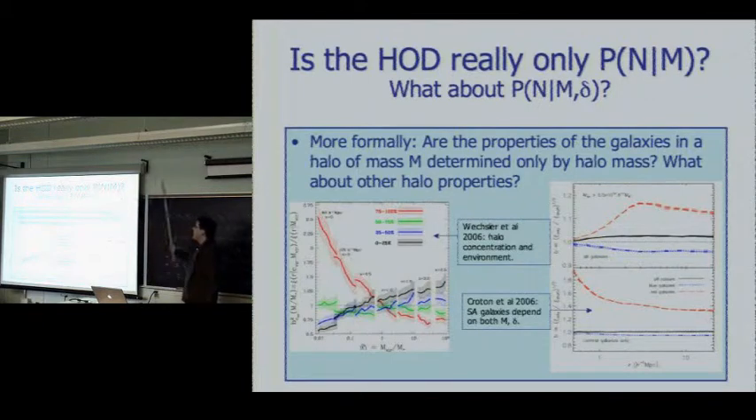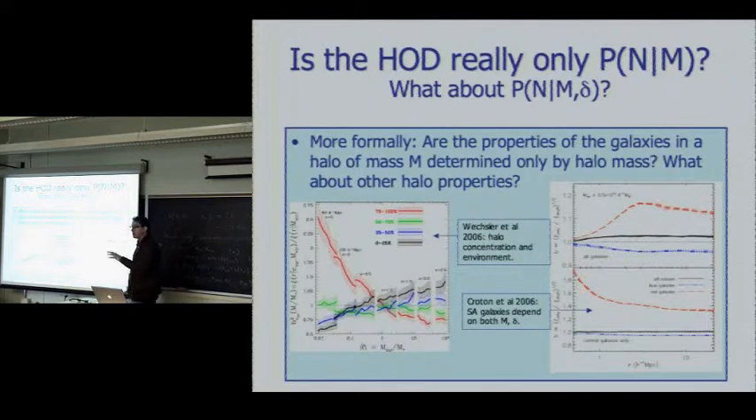Now, when I wrote down P(N|M), I made a really strong assumption, actually, that the number of galaxies in a halo depends on mass and only depends on mass, that it doesn't depend on any other quantity. So more formally, you would present this question as, are the properties of a galaxy in the halo of mass M determined only by the halo mass? What about the other halo properties, specifically the environment in which that formed? Because the environment in which a halo forms determines its accretion history, its assembly history. And it's now been shown in recent years through a lot of papers that actually the assembly history does influence, or at least the bias of halos does correlate with the properties of the halo.